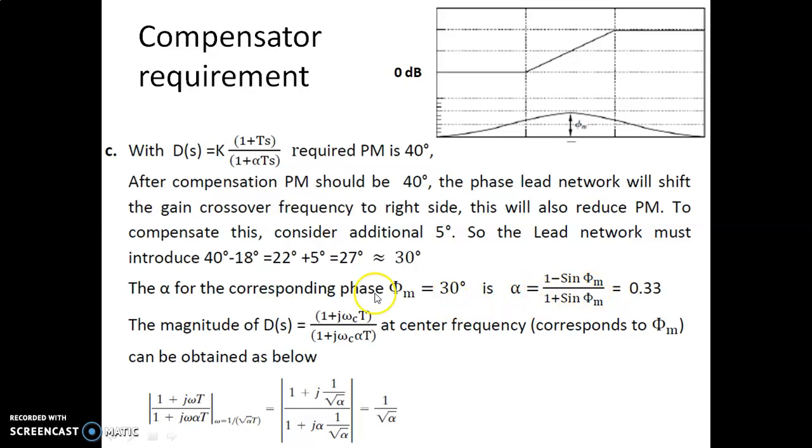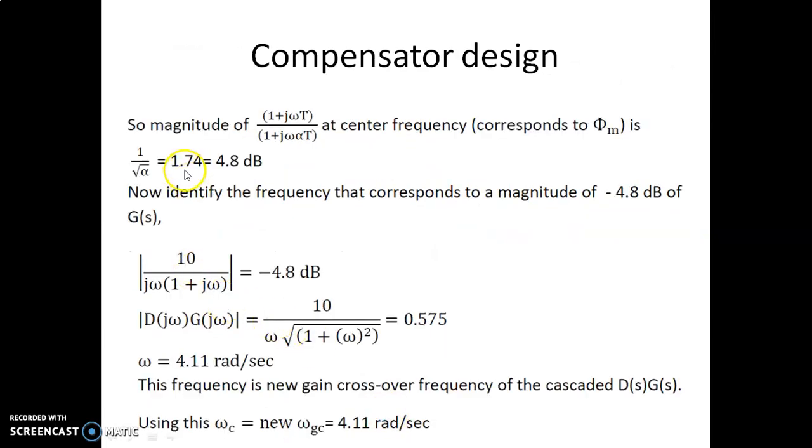So now let us see, at this particular frequency where it is giving maximum phase shift, what is the magnitude of this magnitude plot. That can be found theoretically, which happens to be 1 over root alpha, because we already know the value of alpha is 0.33. We can certainly find this value. So this comes out to be 1.74 in terms of value.